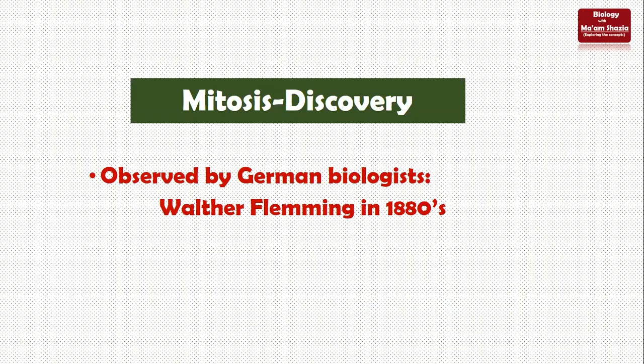Mitosis discovery. Who discovered this process of cell division, which is called mitosis? He is a German biologist, Walther Flemming. In the 1880s, he studied some sperm cells and egg cells, and he found that there is a process going on. We all know that we cannot see any chromosomes inside the nucleus unless they are going through a dividing phase. So he studied a cell in which division was going on, and he found the chromosomes, the condensed form of chromatin. This is Walther Flemming who identified the process.